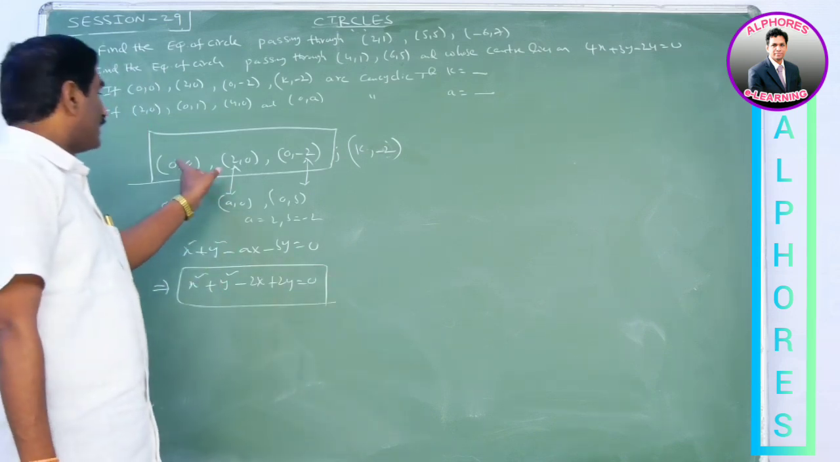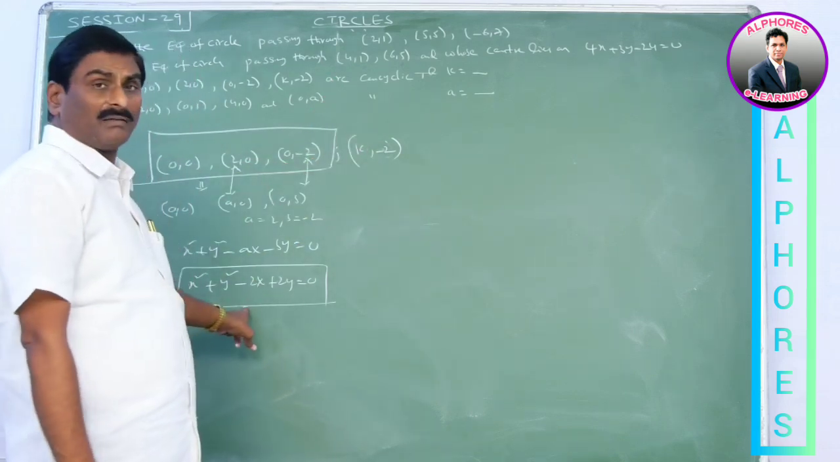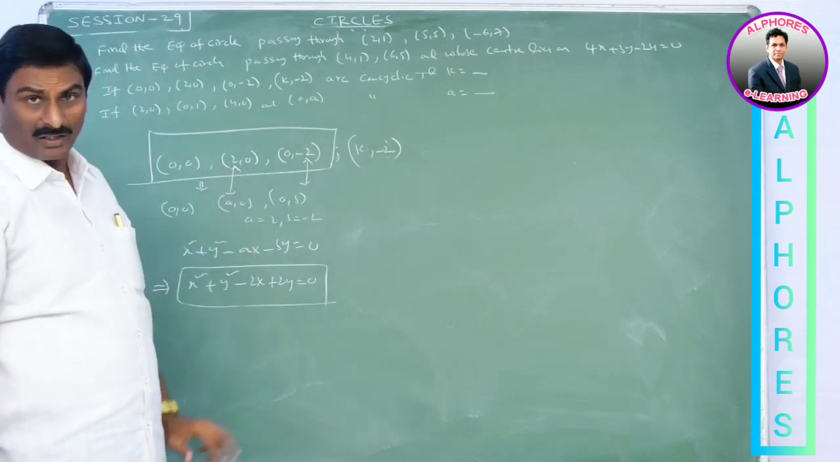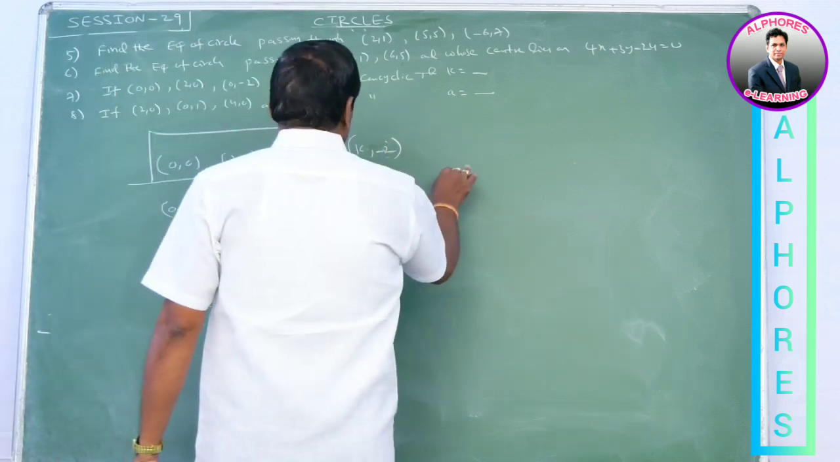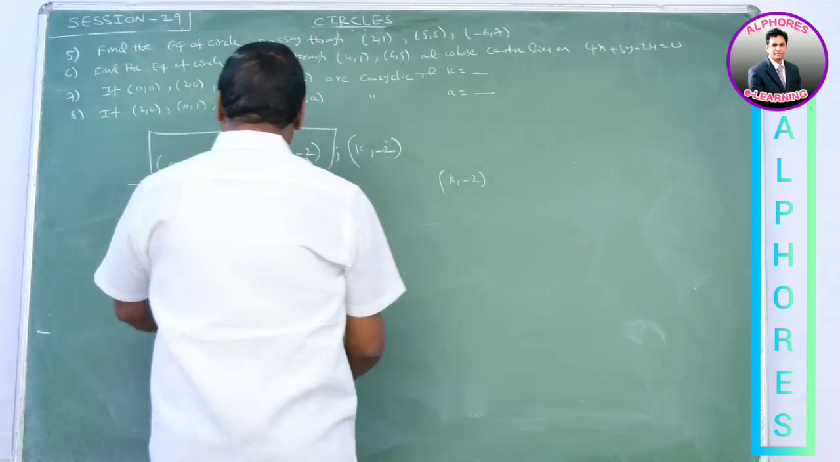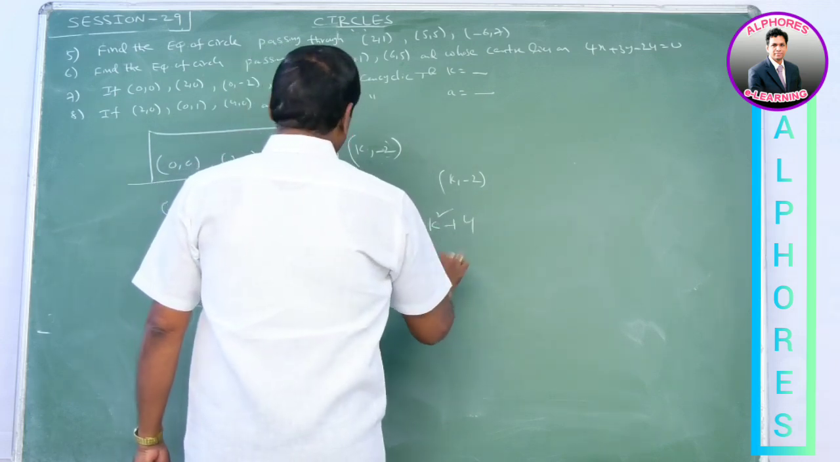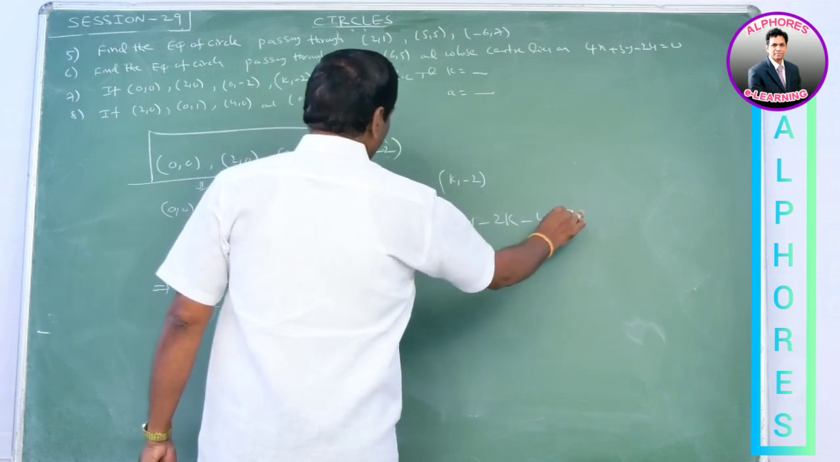But these 4 points are concyclic. That means the fourth point also lies on this circle. So substitute the point k comma minus 2 in this equation, we get the value of k. Substitute the value of k comma minus 2 in this equation, we get k square plus 4 minus 2k minus 4 is equal to 0.